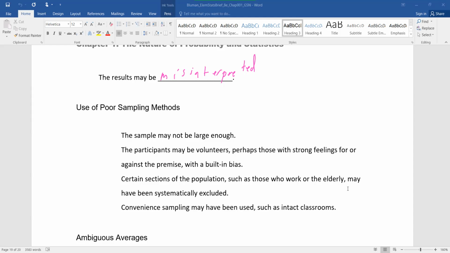Certain sections of the population, such as those who work or the elderly, may have been systematically excluded. So maybe I asked just during a lunch, who's typically missing A lunch? Girls athletics, right? So that could be a big part that I just excluded. They did not have the opportunity to say anything, and they could have a big opinion, or basically anyone in B lunch too, right? So not everyone had an opportunity to say something. And again, the biggest one is just that convenient sampling may have been used, such as intact classrooms. So maybe I just go into one classroom, ask all their opinions, and then that's my observation, and it may not be entirely true. So those are some poor sampling methods.